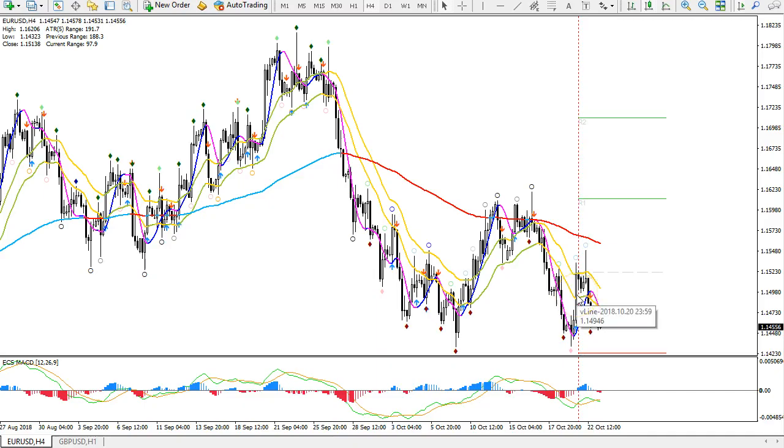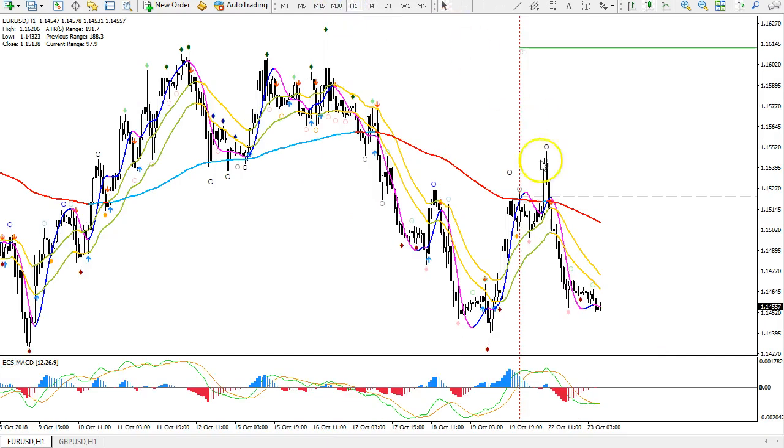All right, so now moving on to the euro dollar 4-hour chart, and we had a break to the upside. Let's show that on the hourly chart. You can see that we were talking about the flag pattern over the weekend, and that should break to the upside for a continuation higher. And that's what happened indeed.